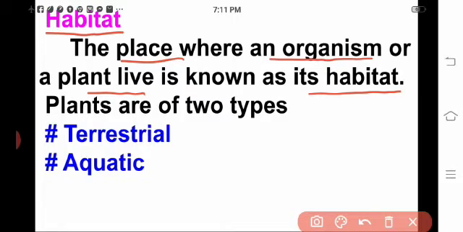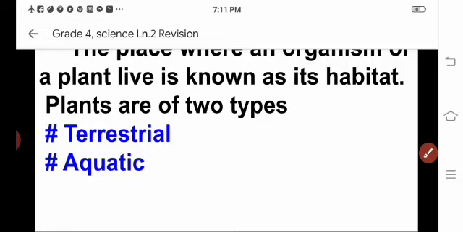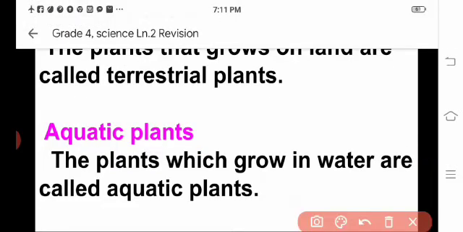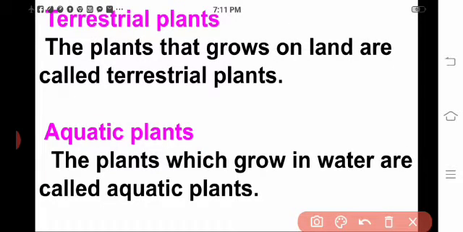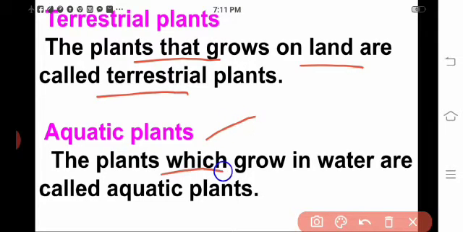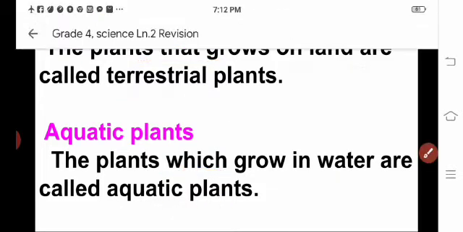Okay, plants are of two types. How many types? Two types. One is terrestrial, another one is aquatic. What is terrestrial? Terrestrial means the plants that grow on land. The plants that grow on land are called terrestrial plants. Aquatic plants are the plants which grow in water.